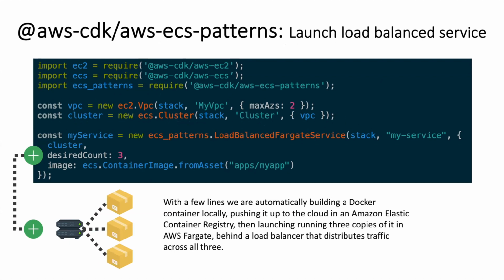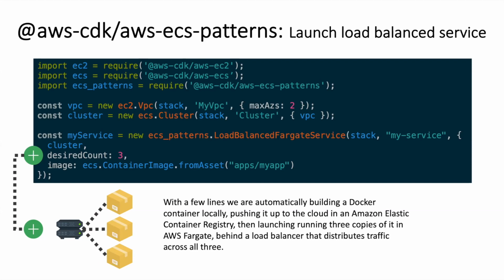Now I want to show the first ECS pattern, one of my favorite ones, the load-balanced Fargate service. This code snippet that you see here is only 10 lines of code, but this is all that's required in order to create a fully functioning CDK application. What I'm doing is creating my VPC and cluster, as I showed earlier, and the load balanced Fargate service. I'm instantiating the service by specifying a container image that I want to build, the cluster, and how many of them I want to build.